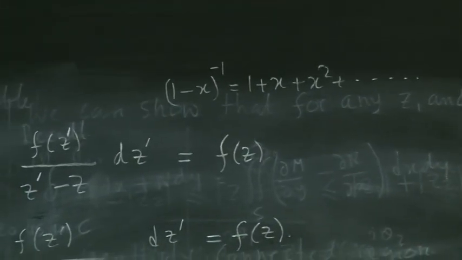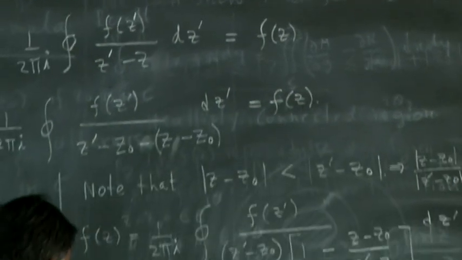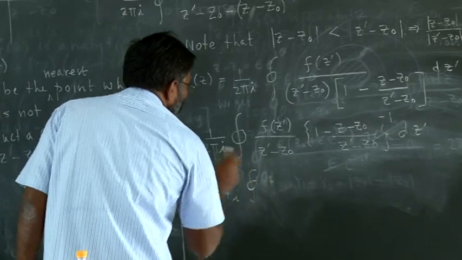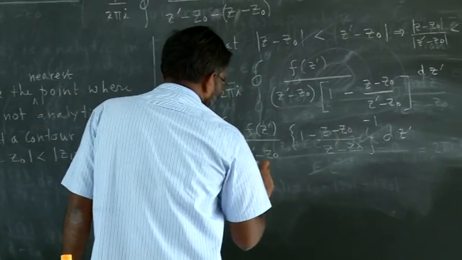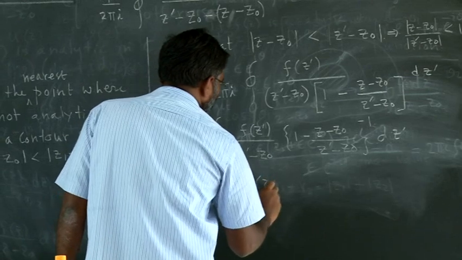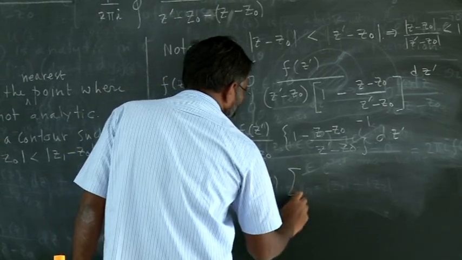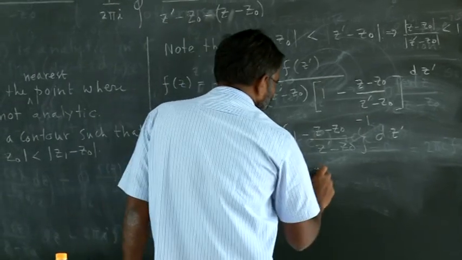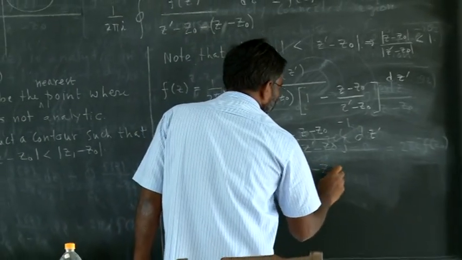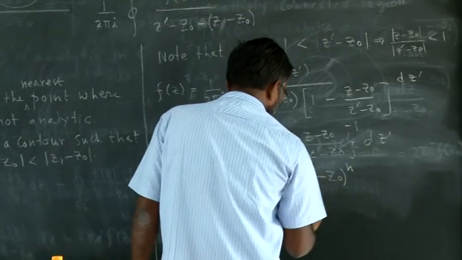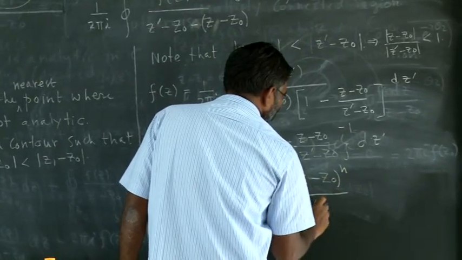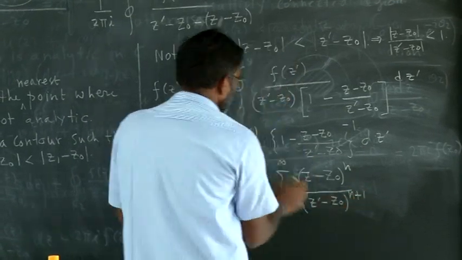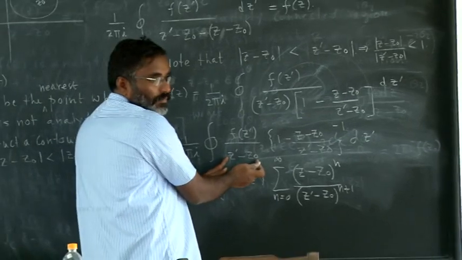So if I use that expansion, then I can have 1 over 2 pi i integral over the closed curve C of f of z prime into sum over n equal to 0 to infinity z minus z naught to the power n divided by z prime minus z naught to the power n plus 1. Why n plus 1? Because there is something here.